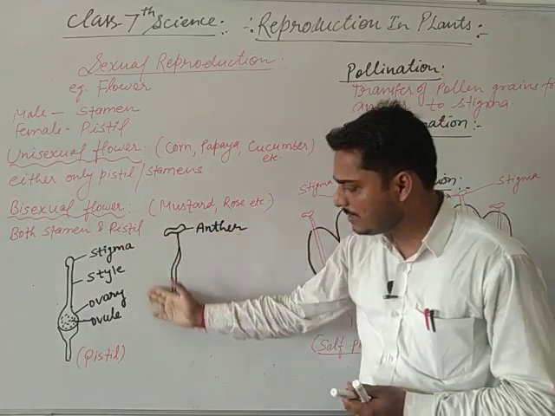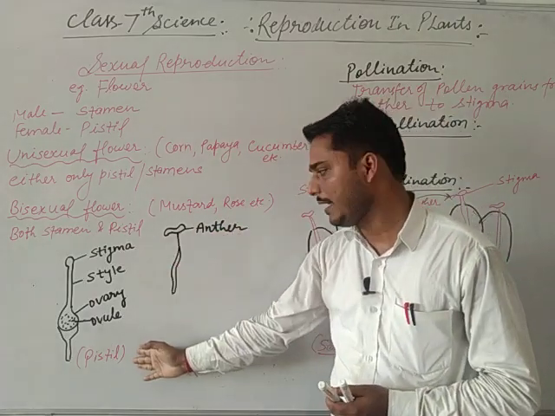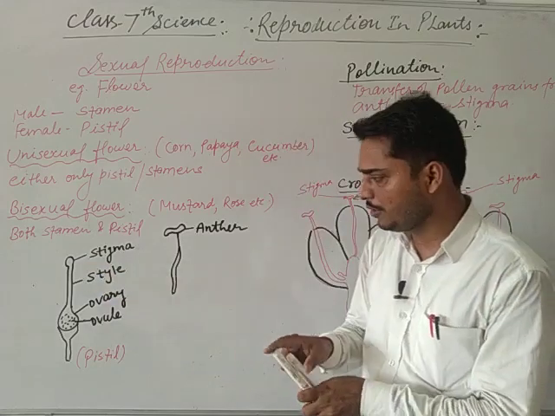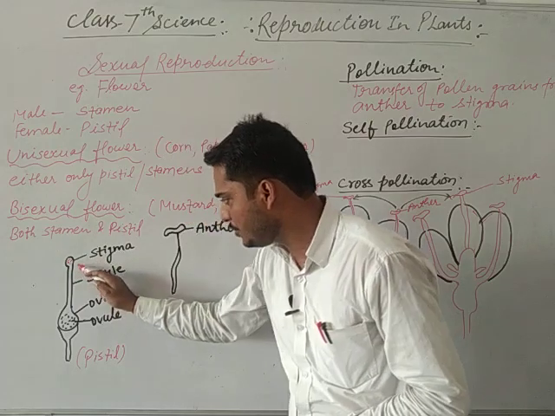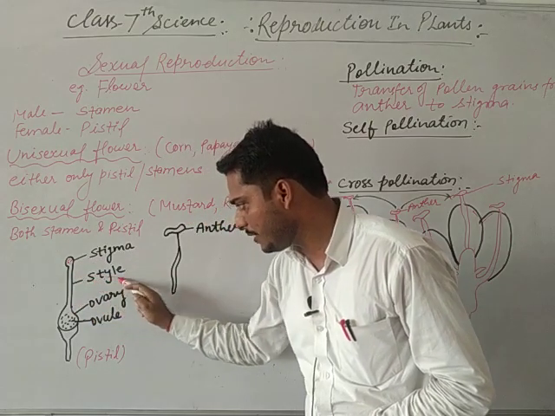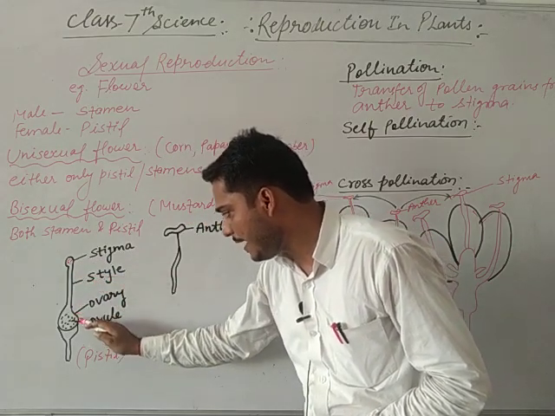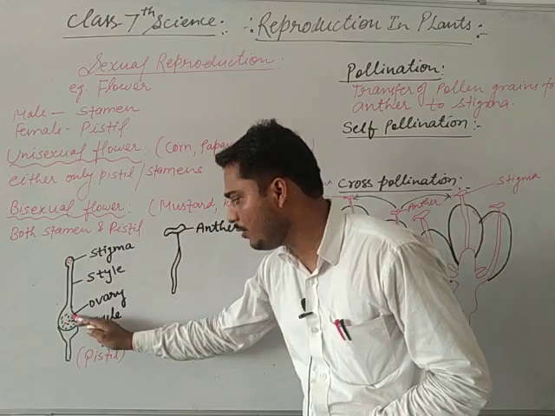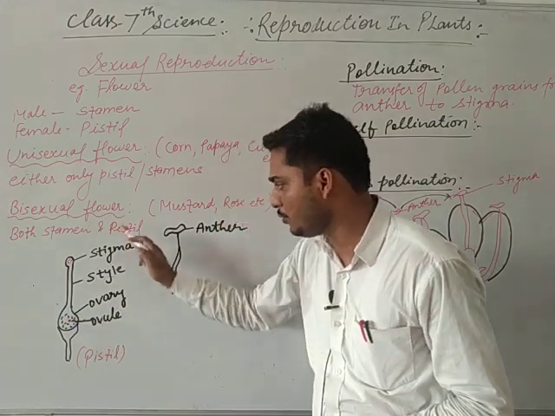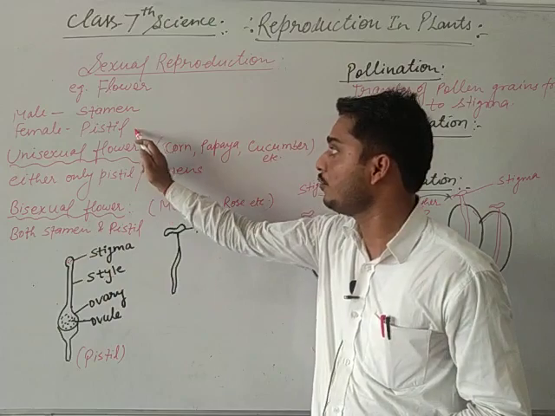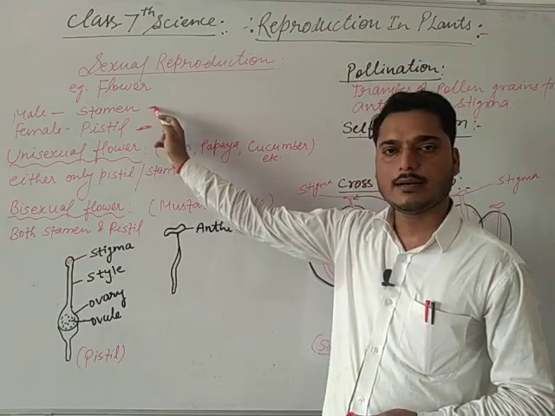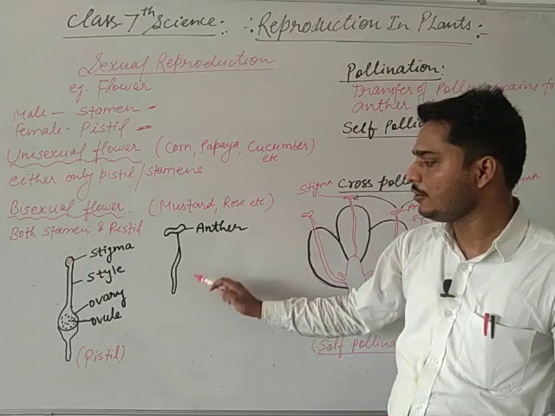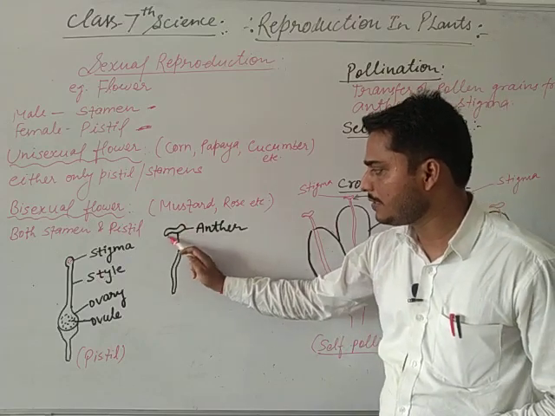Here you can see the structure of the pistil. Stigma is the top portion you can see here, this is your style portion, and this is your ovary. Inside the ovary, ovules are present. This is the whole structure of your pistil. And this is the male part of the flower, which is called the anther.